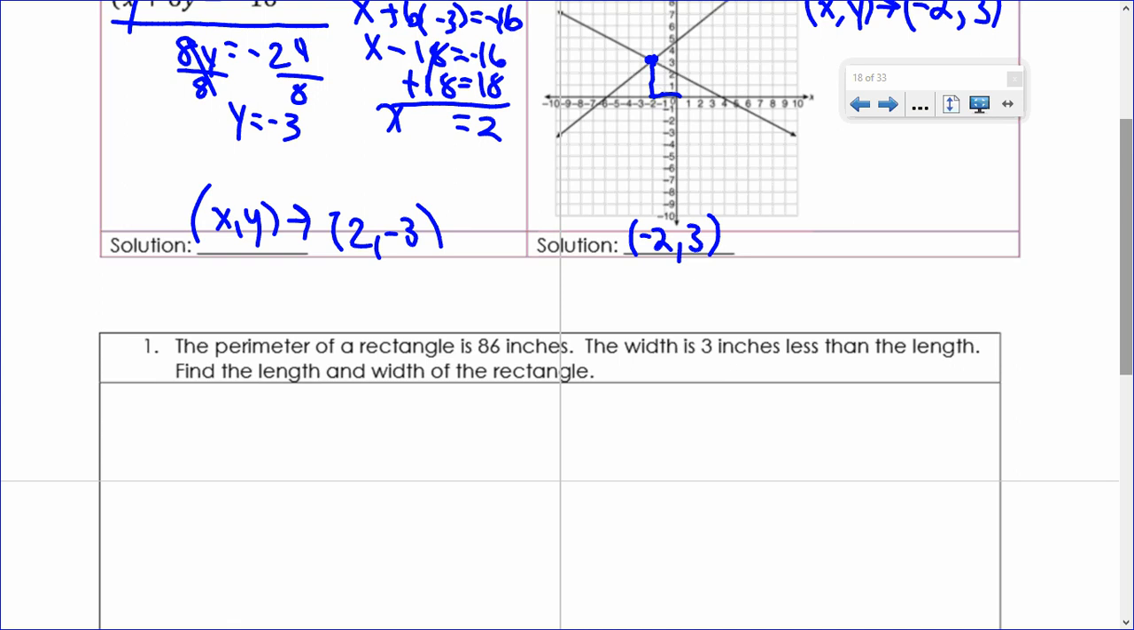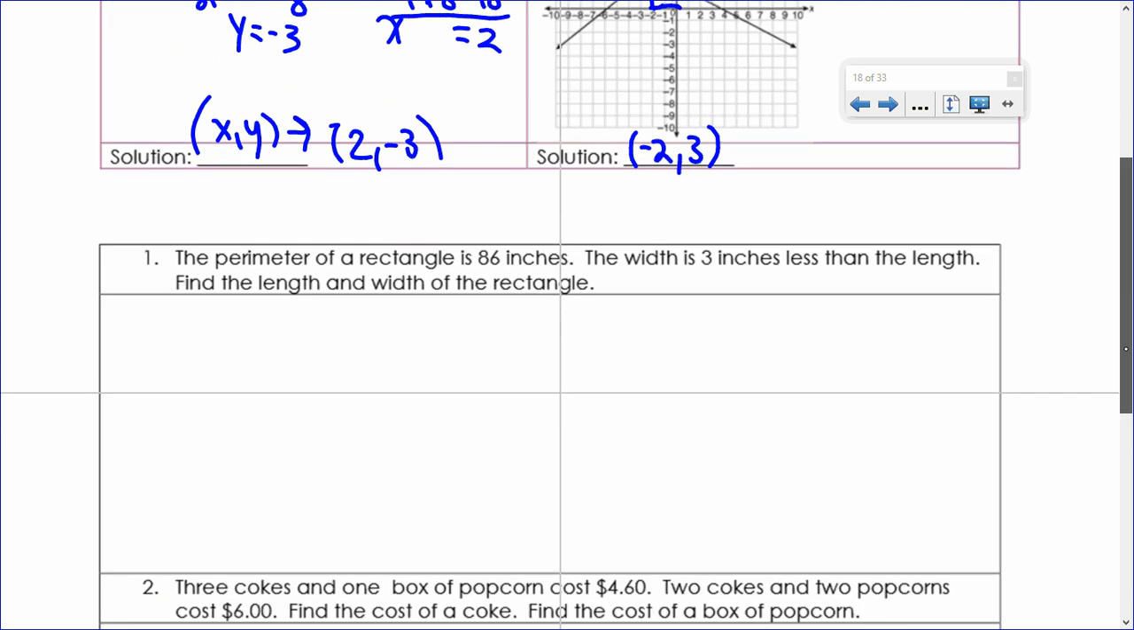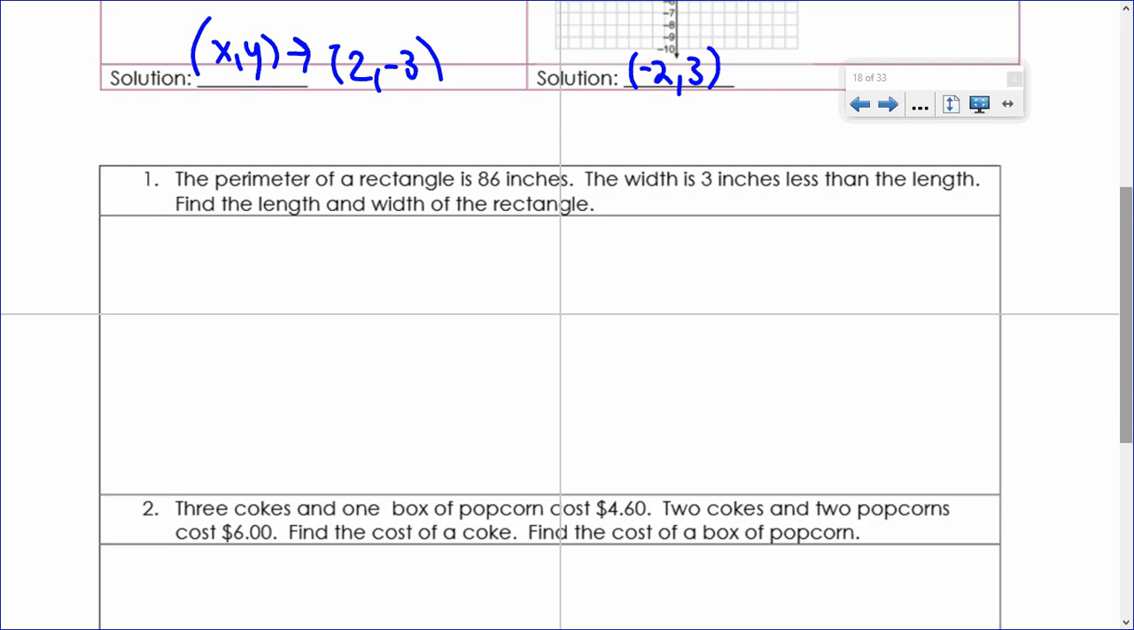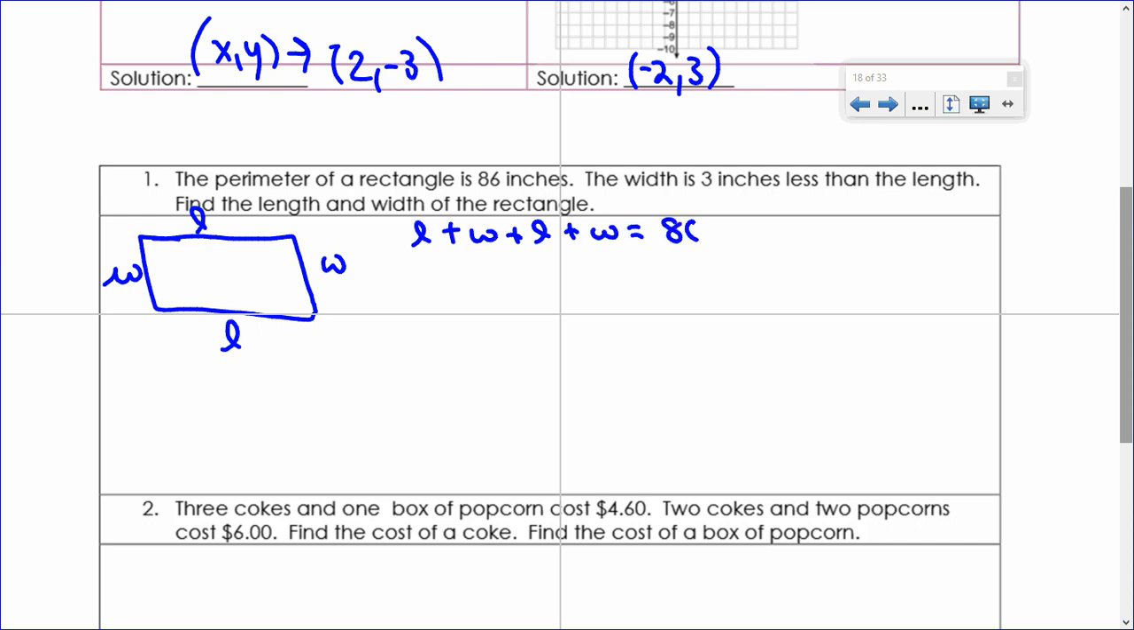Now, number 1 in the classwork, let's talk about perimeter. The perimeter of a rectangle is 86 inches. So perimeter is 86 inches. So all the way around, the length plus the width plus the length plus the width, that's the perimeter. So we have our first equation, the length plus the width plus the length plus the width equals 86 inches.